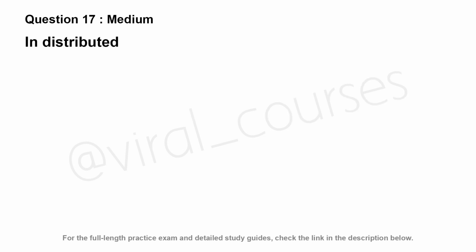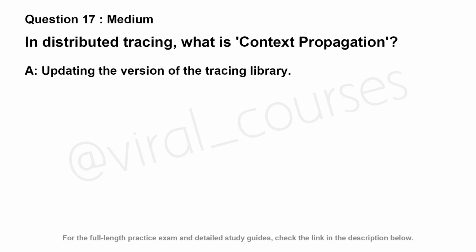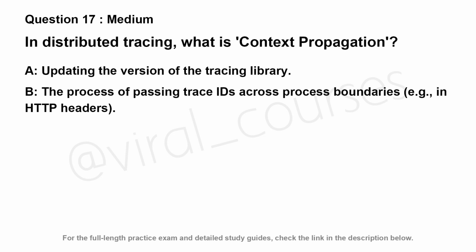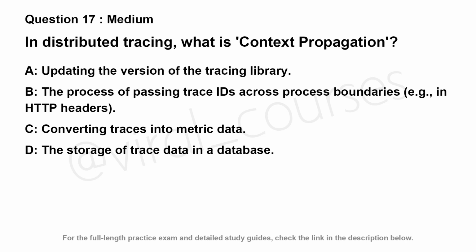In distributed tracing, what is context propagation? Option A. Updating the version of the tracing library. Option B. The process of passing trace IDs across process boundaries, e.g., in HTTP headers. Option C. Converting traces into metric data. Option D. The storage of trace data in a database.